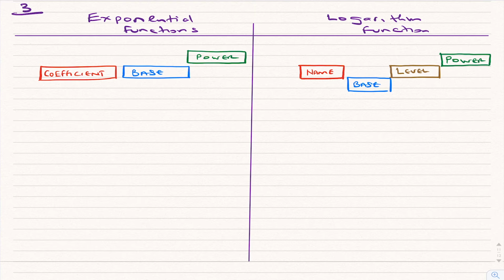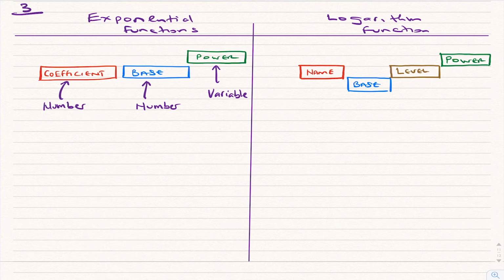Now, number 3 objectives. The objective number 3, in this case, we're looking at exponential functions and logarithm functions. An exponential function always has 3 parts. The first part is always the coefficient, which is always a number. The second part is a base, which is also a number. And the third part is a variable, which is a power. So that's what an exponential function is.